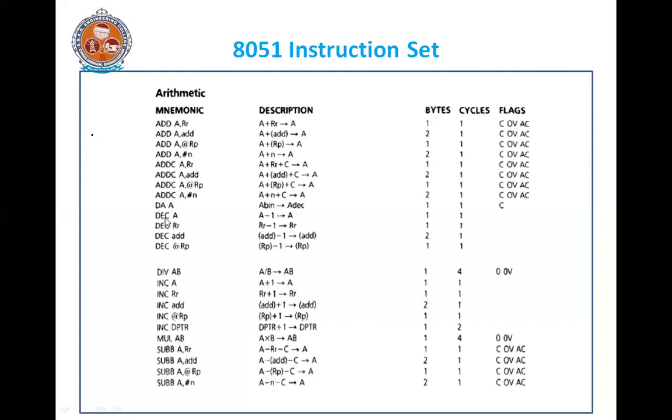And for decrement you can use DEC. DEC A means the accumulator register is decremented by 1, and the result is stored in accumulator A. DEC R1: the R1 register is decremented by 1. And DEC add means the contents of add are decremented by 1. This is a memory address. The memory address in R is decremented by 1.